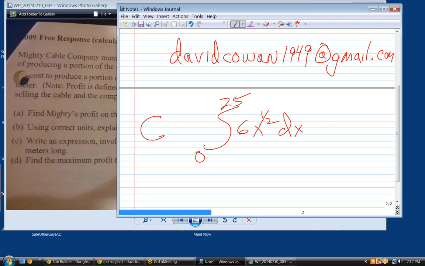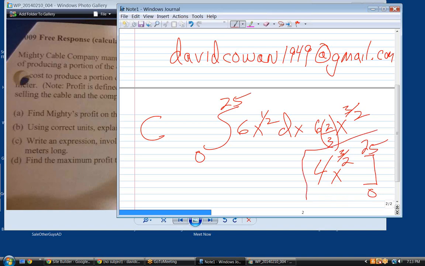Should be 6 divided by 3 halves, which would be... First of all, I'm going to add the 3 halves. Dividing by 3 halves is the same as multiplying by 2/3, so it's 6 times 2/3 times x to the 3 halves, which is the same as 4x to the 3 halves, which we're going to evaluate from 0 to 25. Do you know how to do that?